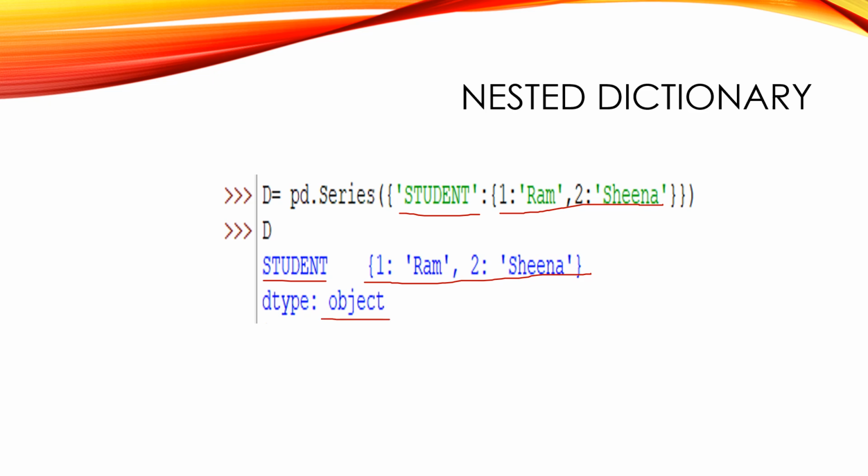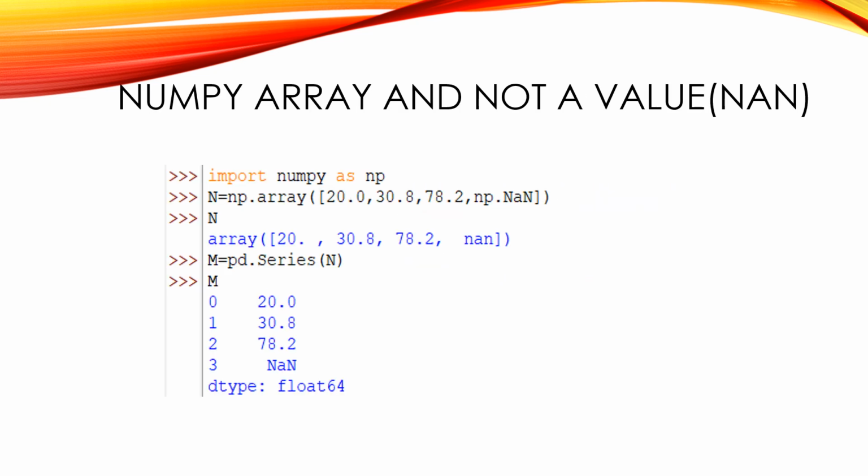Now we are going to create a series using a numpy array and a not-a-value, that is null. First of all, we need to import numpy as np. We are creating an object n equal to np.array and we are putting some values inside a list. We are also taking a blank value designated with np.nan, that is not a number. Now we are printing the n object and we see that an array is created.